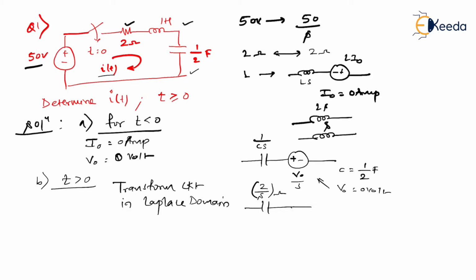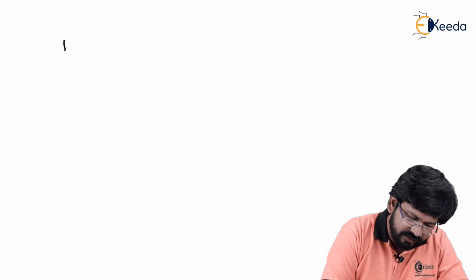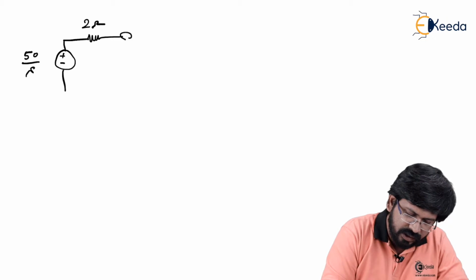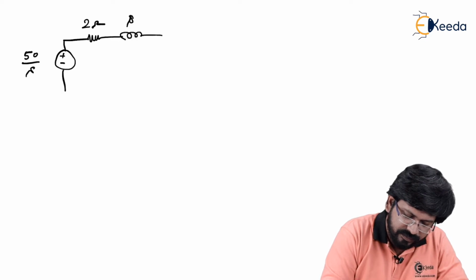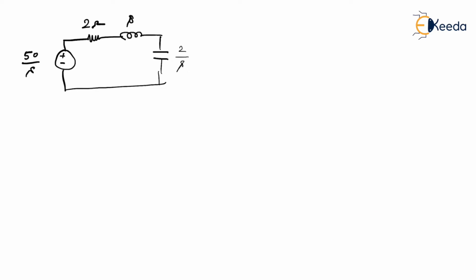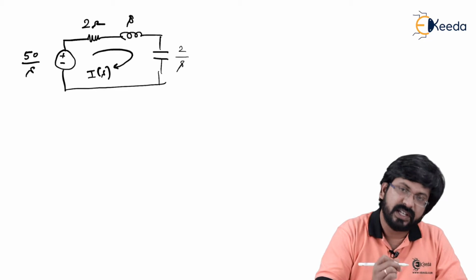So now we will replace the inductor and capacitor with their equivalent models, and the resistor of course remains the same. So now the circuit becomes like this: 50 by s, the resistor is simply 2 ohms, the inductor is simply s, and the capacitor has become 2 by s. And this becomes I(s).